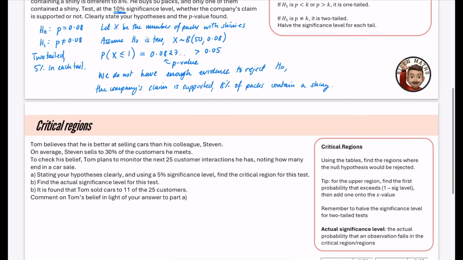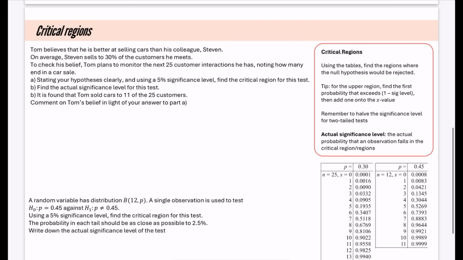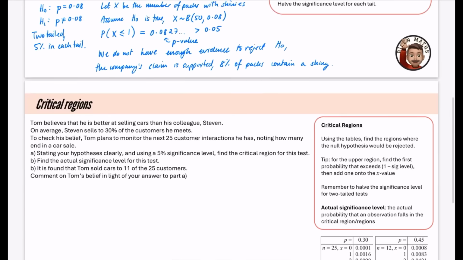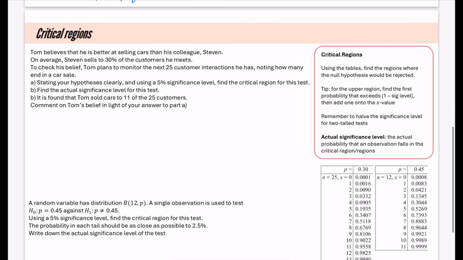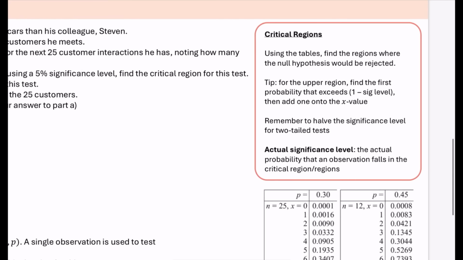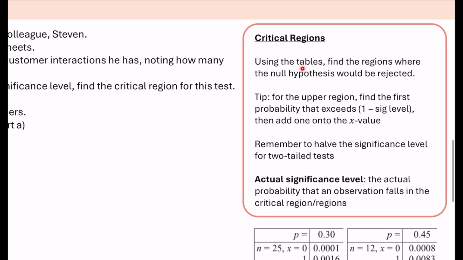Okay, then the other approach to hypothesis testing is not using these p-values. I should probably just quickly highlight the stuff with p-values, so that's really clear what we mean by the p-value. The other thing to do is critical regions. For critical regions, you use the tables to find the regions where the null hypothesis would be rejected. In other words, where the probability would dip below the significance level.